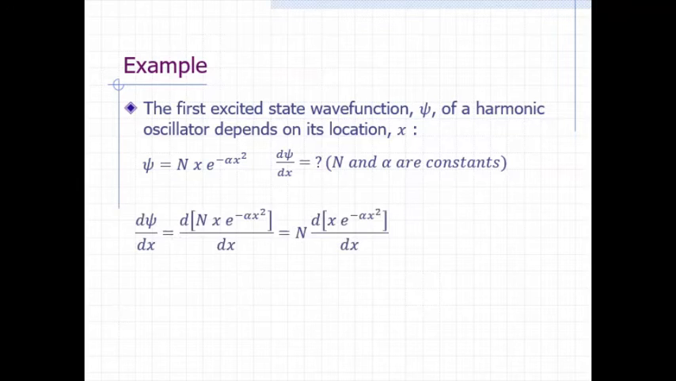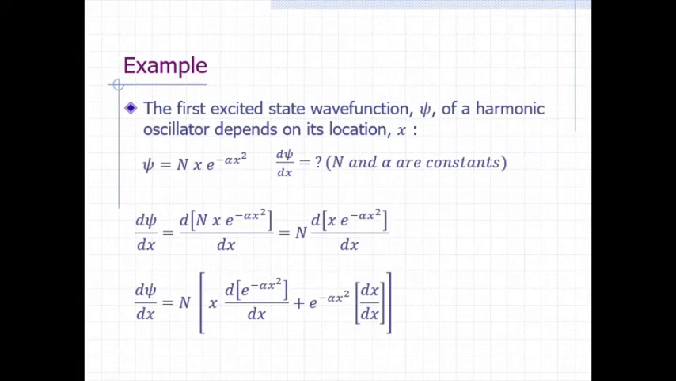We can see that psi is a constant times a function of x, so we can factor out the constant n and we get n times the derivative of x times e to negative alpha x squared with respect to x. Here we have a product of two functions, x and e to the negative alpha x squared. So we can use the product rule. The derivative of the product is equal to the first factor, x, times the derivative of the second factor, plus the second factor, e to the negative alpha x squared, times the derivative of the first factor.